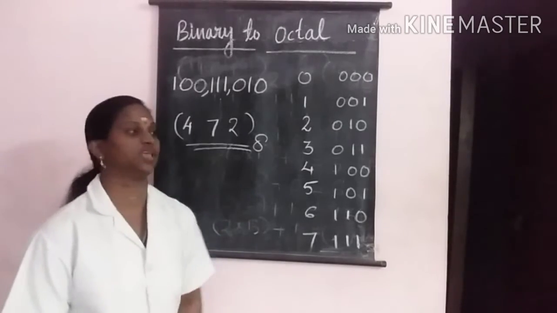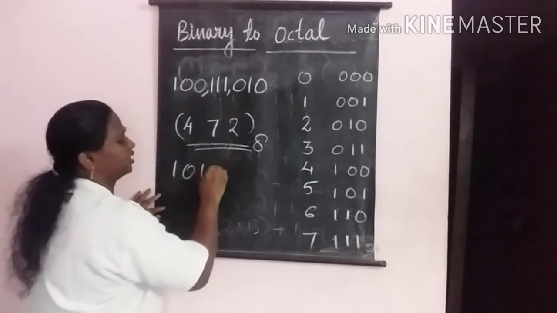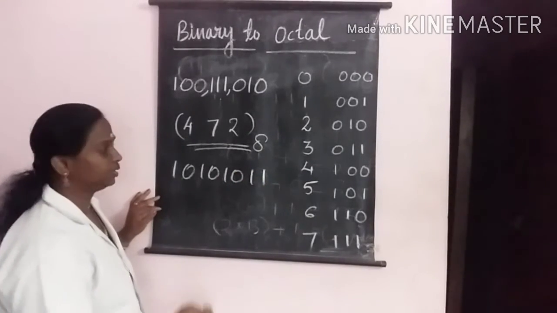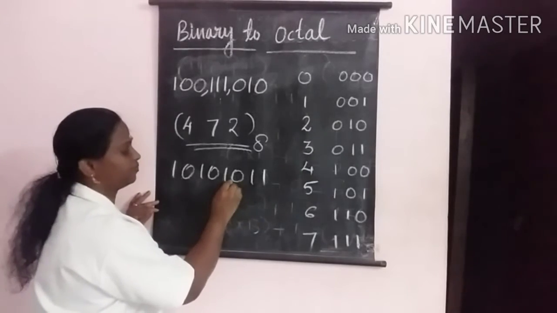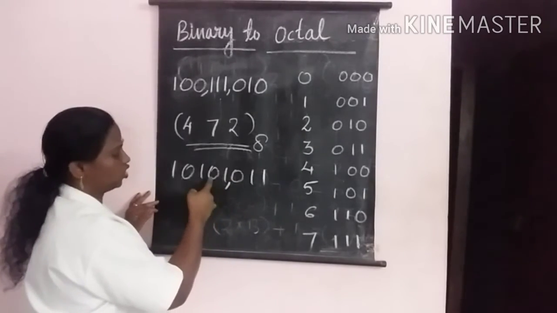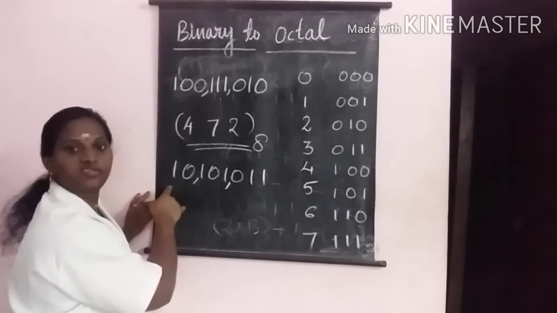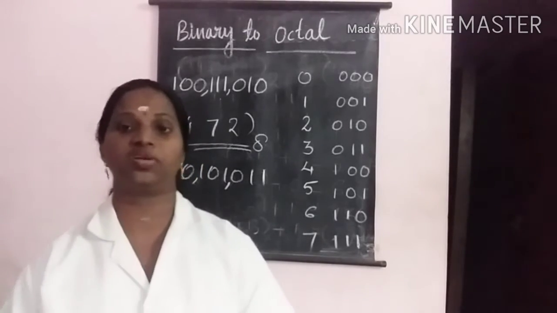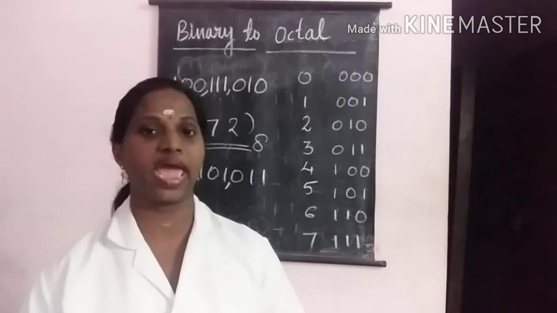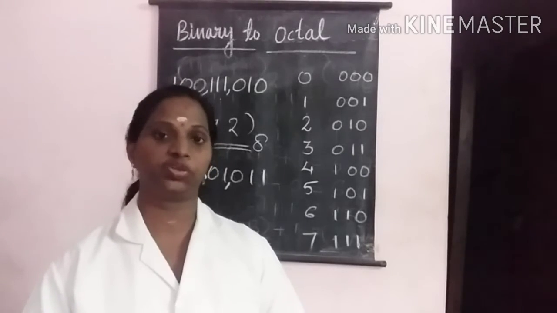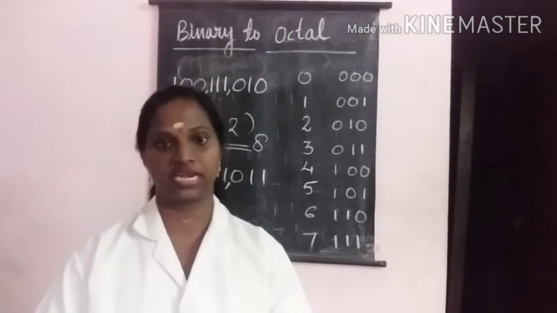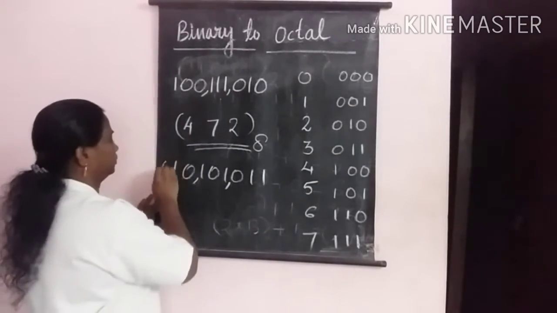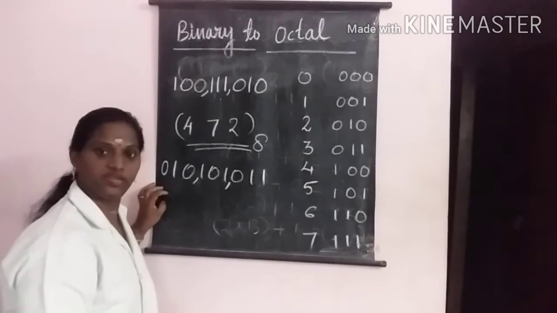Clear? One more example. 1, 0, 1, 0, 1, 0, 1, 1. Okay, see here, first you group these 3 digits, then group these 3 digits. So the last group has only 2 digits. In that case, you can add either one 0 or two 0s to make it a group of 3 digits. Here you can add 1 more 0 to fill out a group of 3 digits.